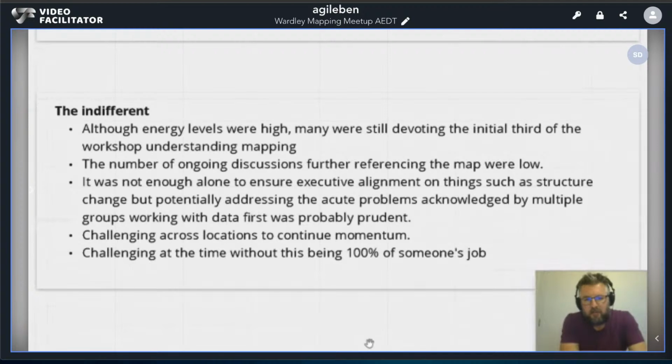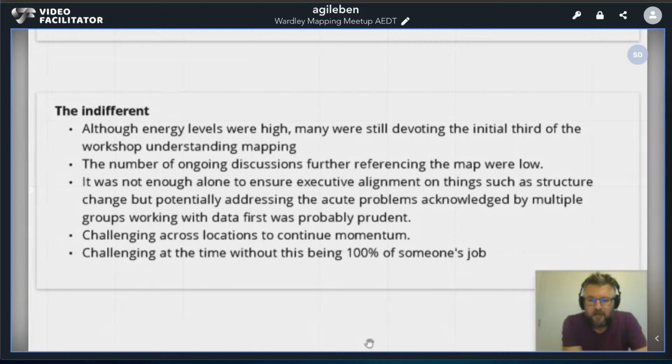I don't think there was anything bad. I tend to be a pretty positive, upbeat sort of person, but there were a few things that we felt a bit meh about. The energy levels were high, but as I mentioned, the first third of the workshop was pretty onerous.